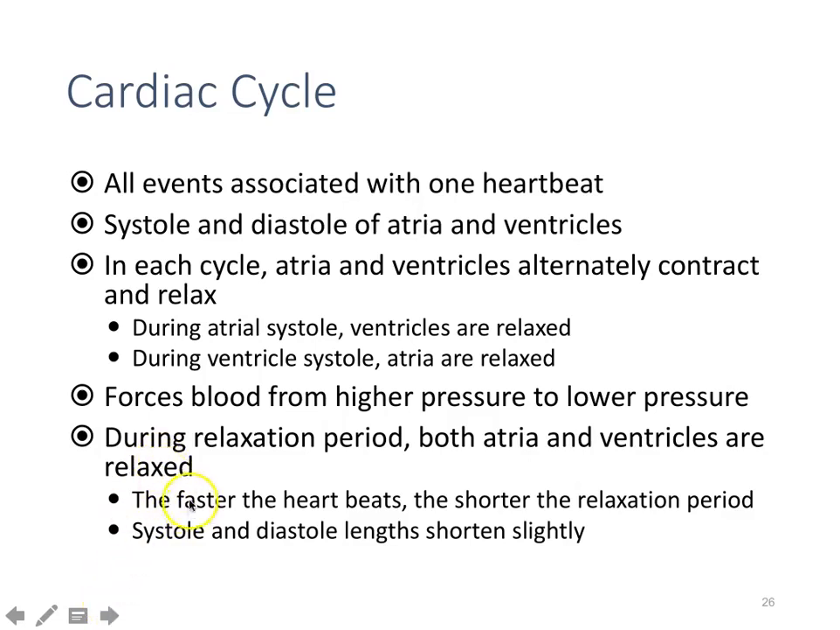Okay. When we talk about a cardiac cycle, we're talking about all the things that we just talked about. So it's all the things that are going on in one heartbeat. So the contraction, the systole, and the diastole of the atria and ventricles. Again, each cycle, the atria will contract while the ventricles are relaxed, then the atria relax and the ventricles contract, so they alternate contracting and relaxing. Again, we're pushing blood from high pressure to low pressure. All that means is as the ventricles are contracting, pressure increases, and blood gets pumped out the aorta or the pulmonary trunk. It goes towards less pressure. And again, you saw this brief relaxation period where both the atria and the ventricles are relaxed.